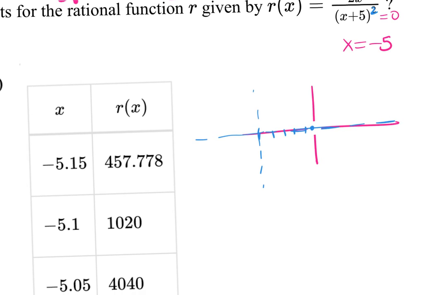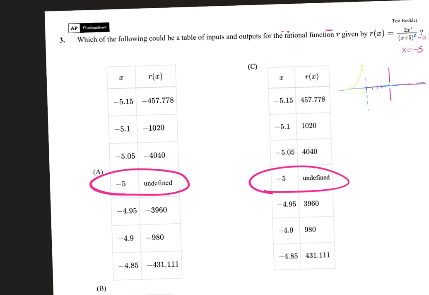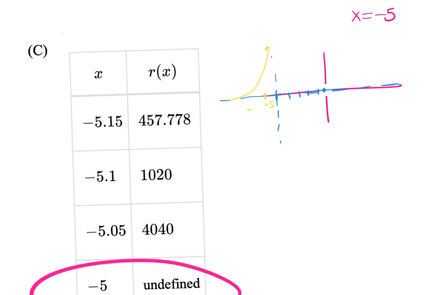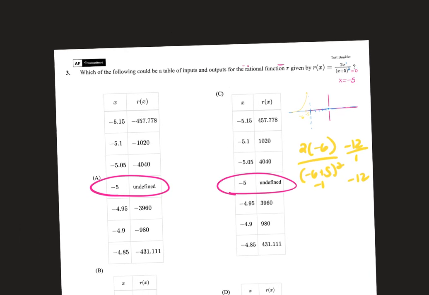So then the goal would be to figure out what's happening as it's getting closer to -5. Are the values increasing? Are they decreasing? And then that would help you figure out from these behaviors. So if I were to plug in, for example, -6, I would get 2 times -6 over -6 plus 5 squared, and I'd get -12 over, this is -1 squared, which is 1, and that's -12. So as I know I'm going closer to -5, I'm below the x-axis, which means my curve is doing something like this.